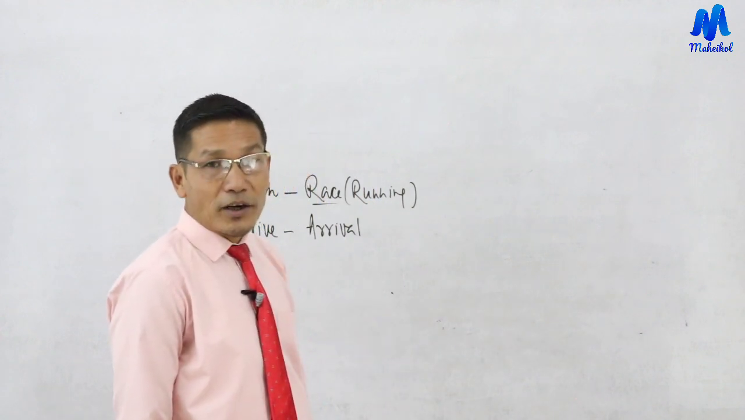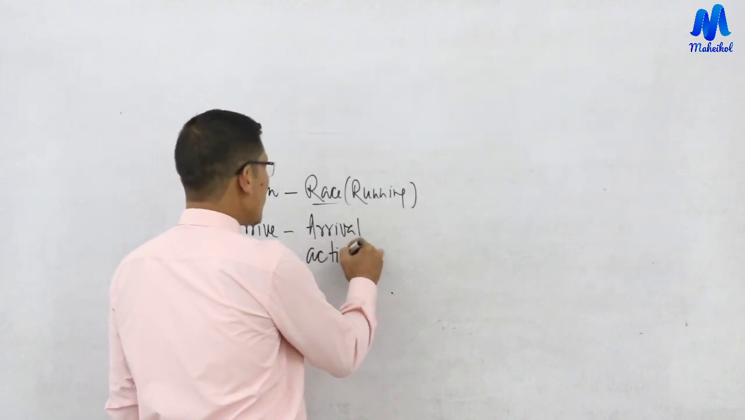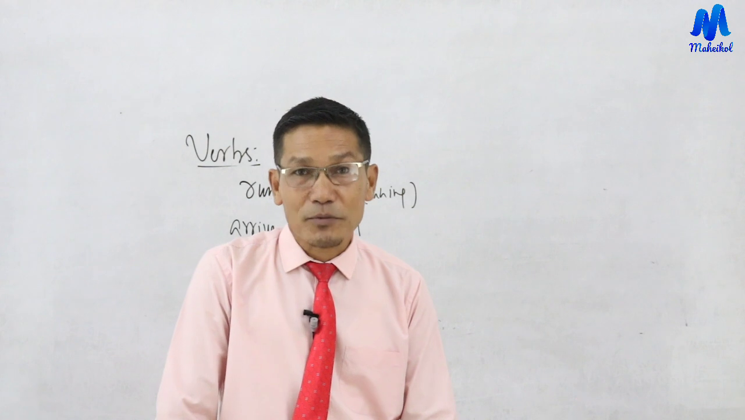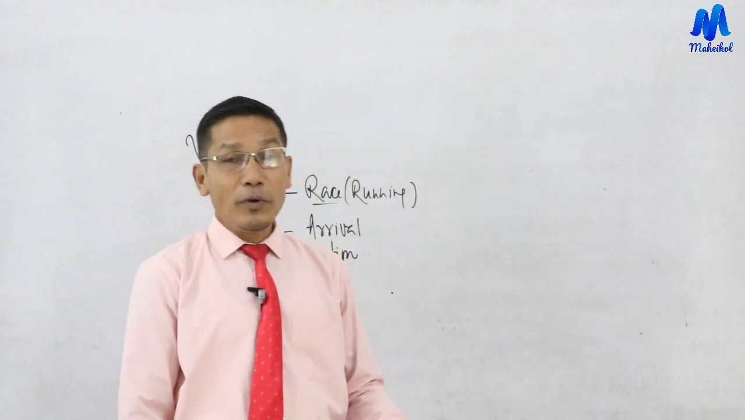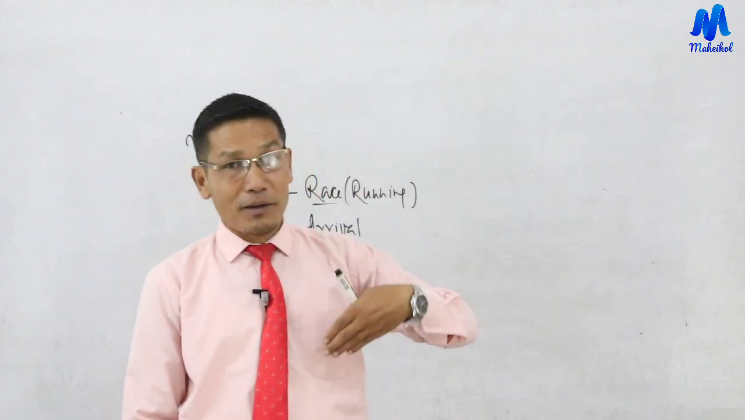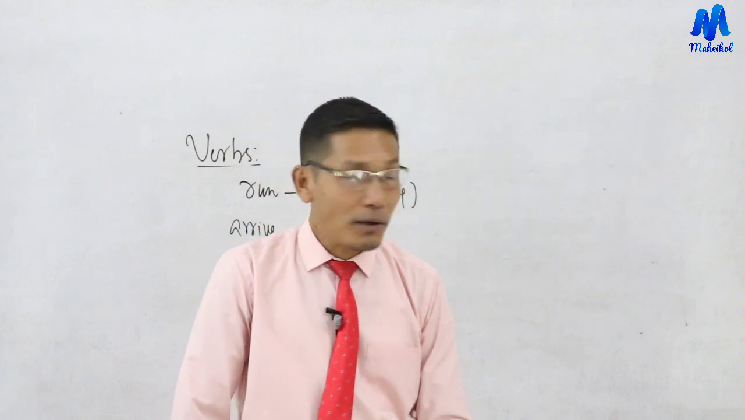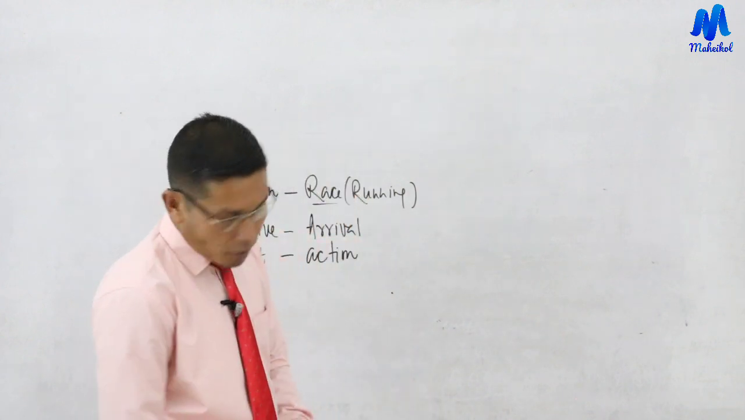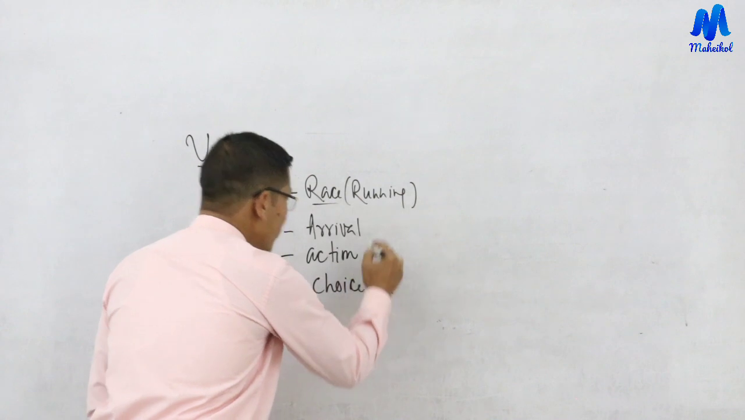Act, action. He acted in a very smart way. His action saved us. He acted very wisely. Action is the name of the act. Choose, choice: there are two forms, choose and choice.